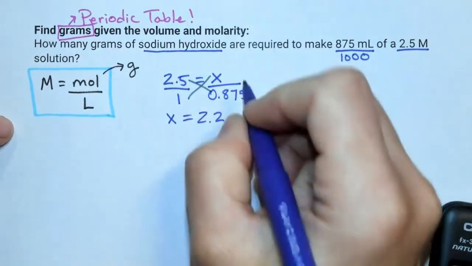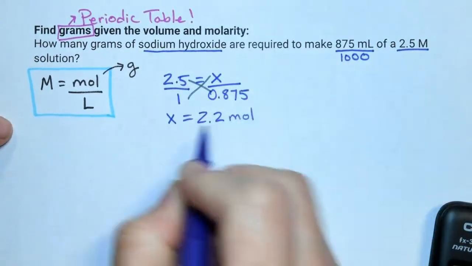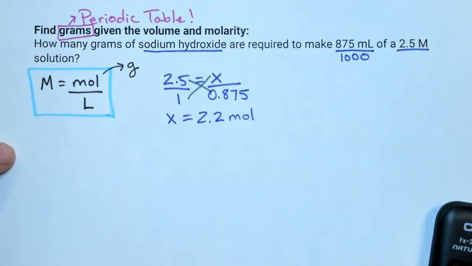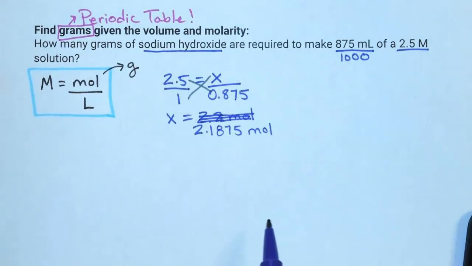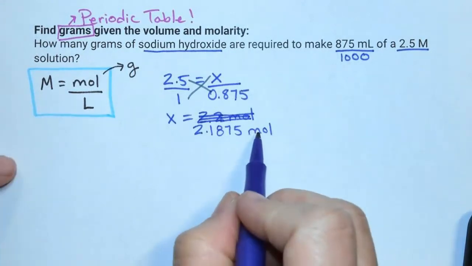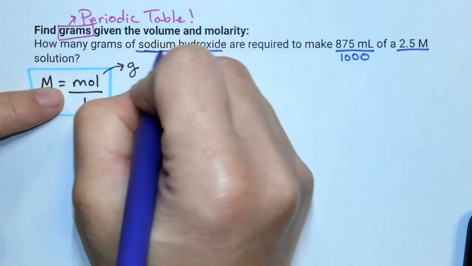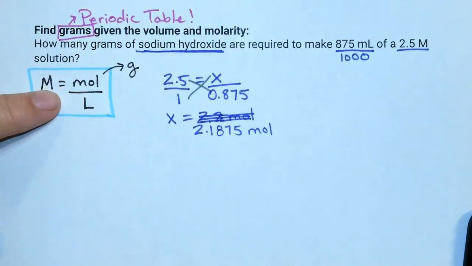I'm actually going to leave it in my calculator because I don't want to round until the very end. Keep all of this since I'm not rounding until the end. Now that I have my moles, I want to change it to grams, but before I do that, I'm going to need to translate sodium hydroxide.